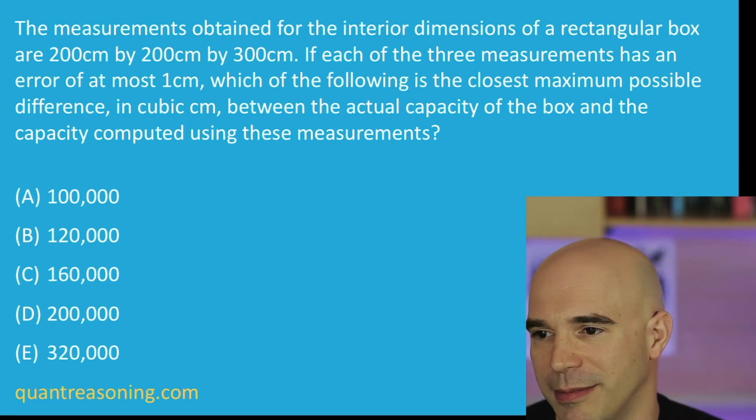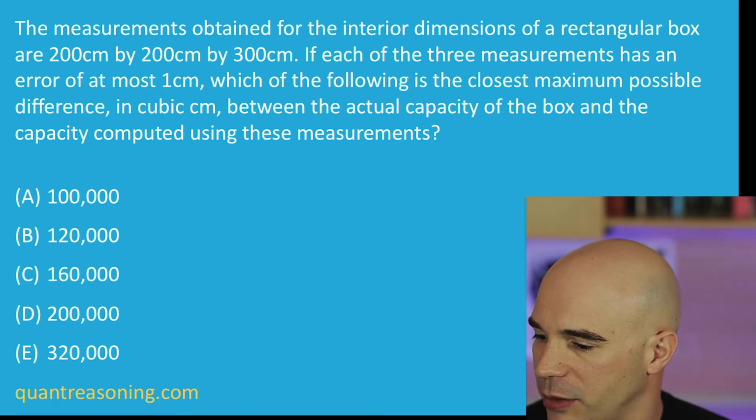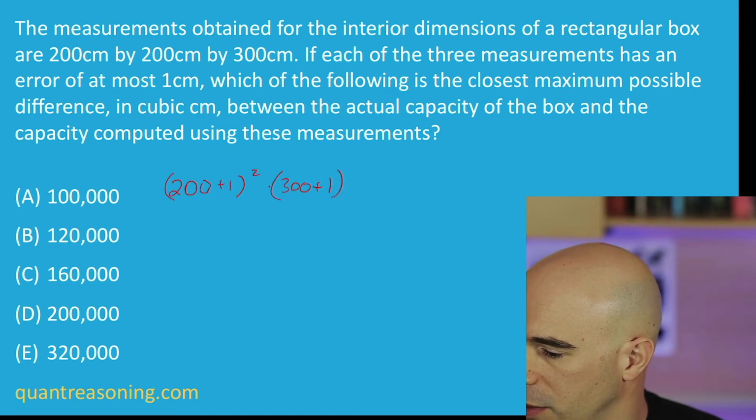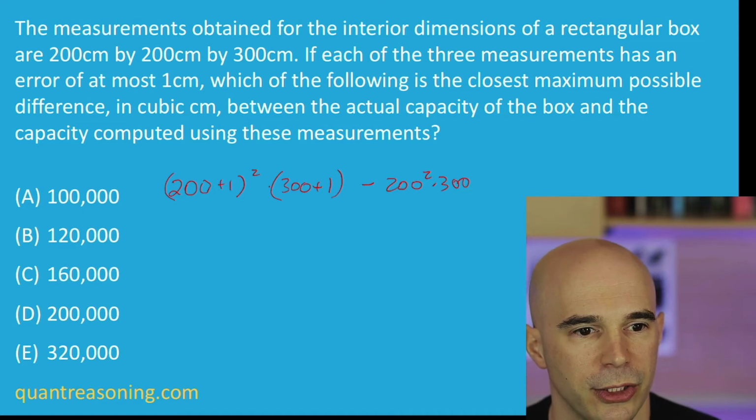So after all of that, I think we can now agree that what it is that we're trying to solve for is (200 plus 1) squared times (300 plus 1) minus 200 squared times 300. That's what the question is asking for.